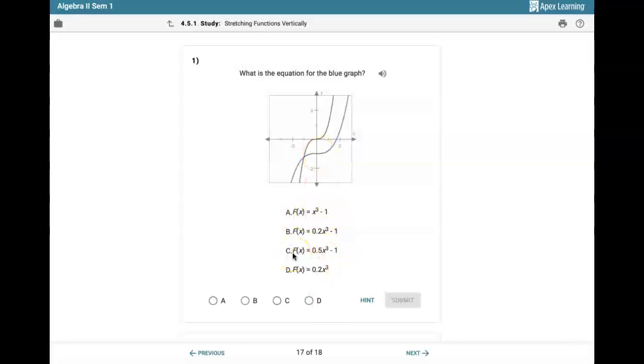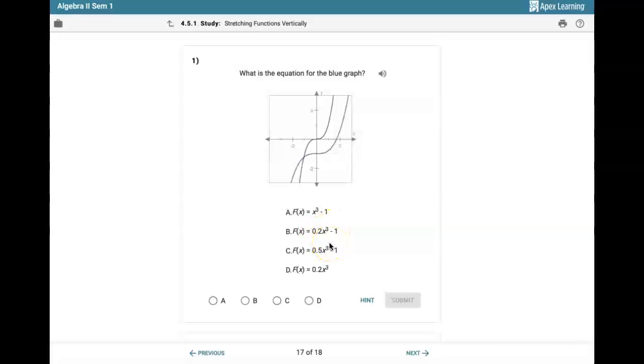And the parent function for this one is x cubed. So immediately we know it's not going to be letter D. Then we can see that it looks like our graph has been compressed, so it's no longer A. And I personally don't like that they did this for your options. They gave you 2 options that are both compressing and both moving down by 1, and I personally think it's very difficult to tell the difference between multiplying by 0.2 and multiplying by 0.5.